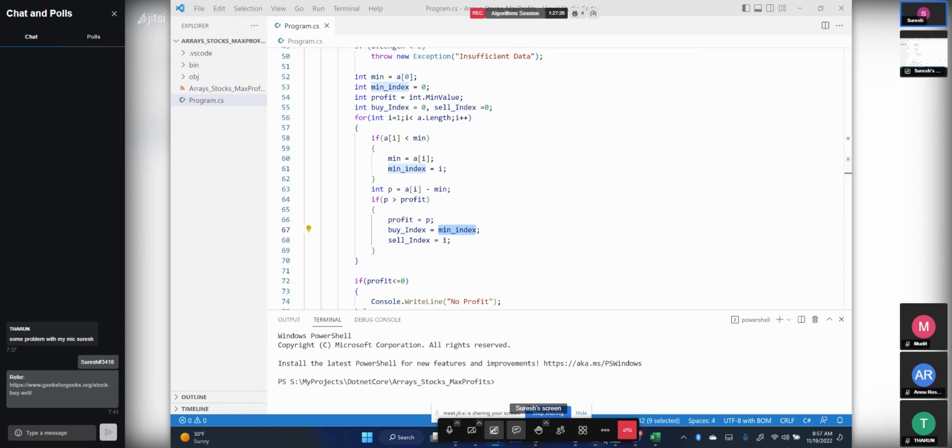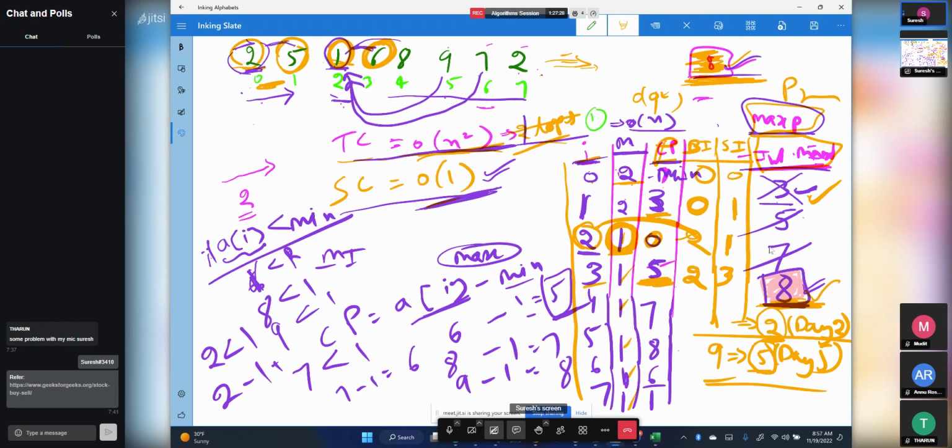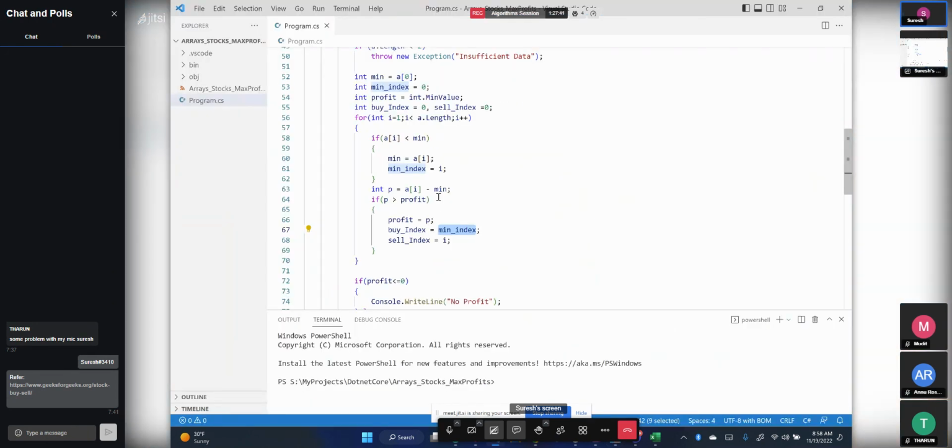Okay, so here buy index, sell index, right? Here is the buy index and sell index. So we also need to track the minimum index. What is the minimum index as well? Okay, that's one more variable required.